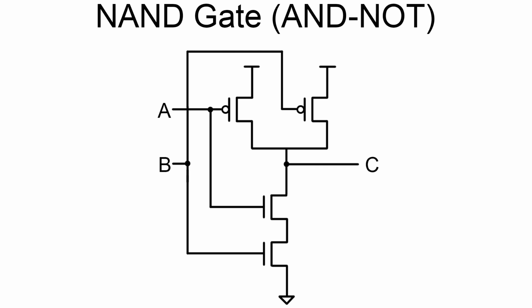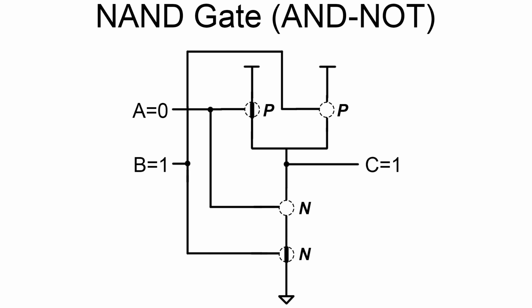A NAND gate you can think of as an AND followed by a NOT. Here the structure is different than a NOR. Here the 2 P-type devices on the top are in parallel, which is the opposite of a NOR. And at the bottom, the N-type devices are in series. So for the top, so long as either A or B is 0, I'm going to make a connection to the supply voltage, and C will be pulled up to a logic 1. At the bottom, I have to have both A and B be 1 to close both of those N-type switches so that C becomes a 0.